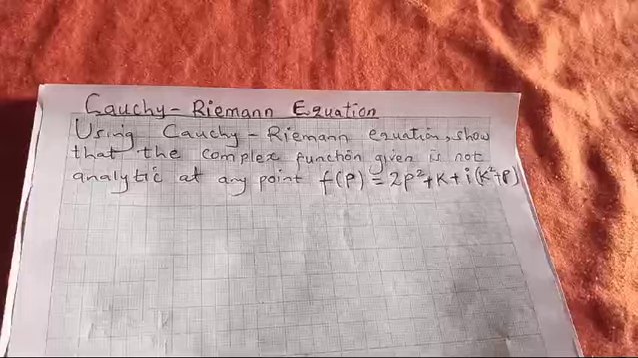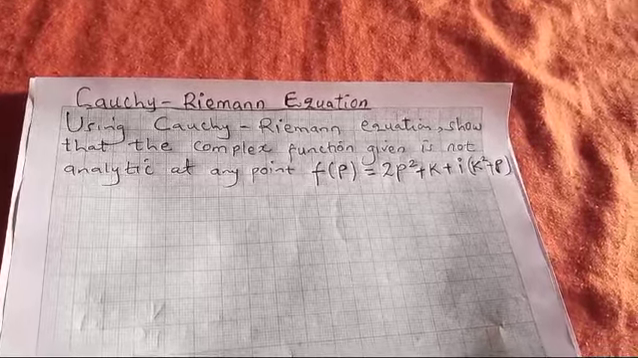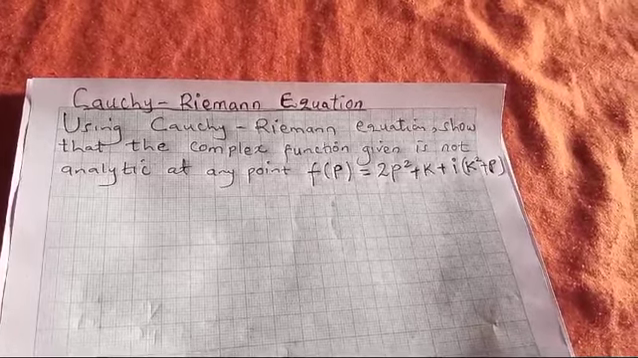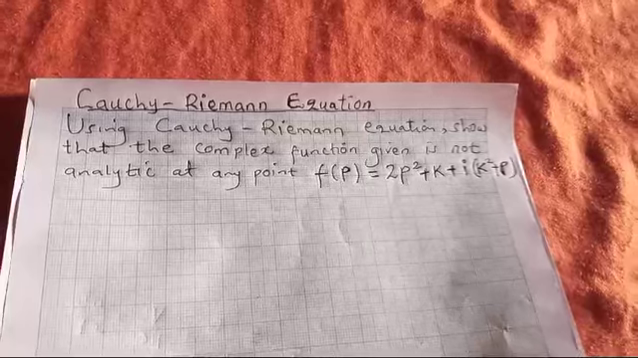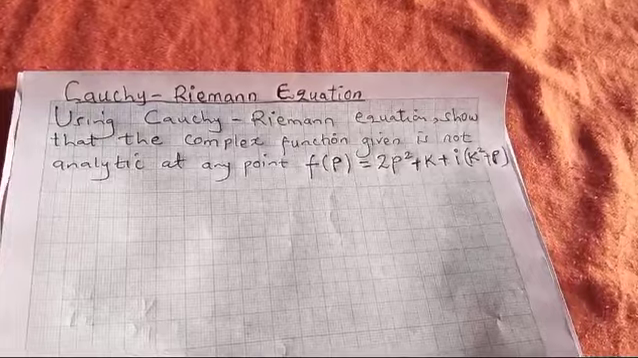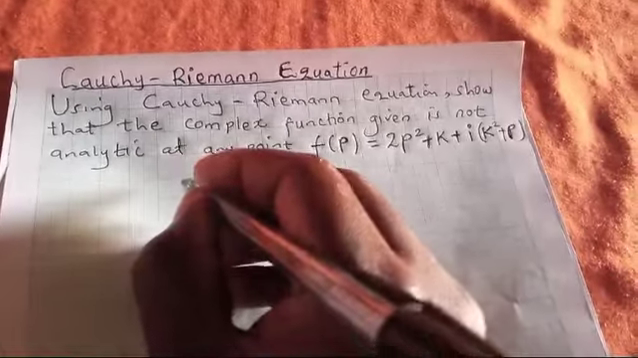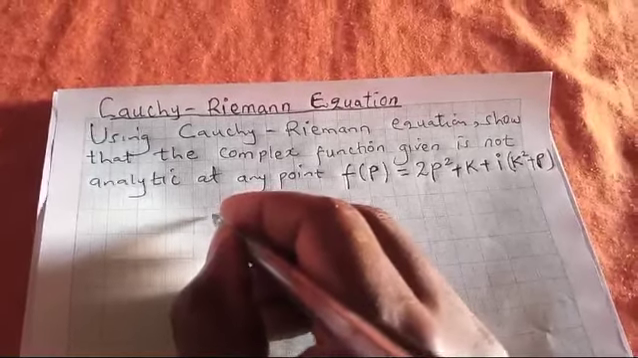And the complex function is f of p equals 2p squared plus k, plus i times the bracket k squared plus p. This is a complex function. Remember, it has got the real part and the imaginary part. So let us solve this question. Solution.